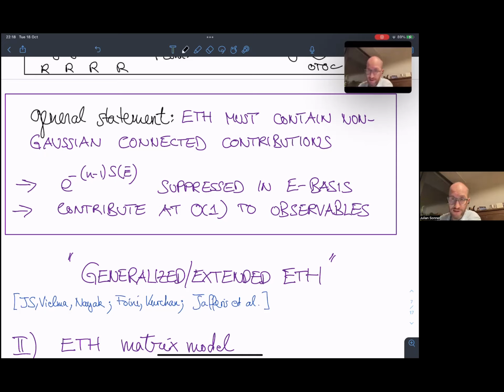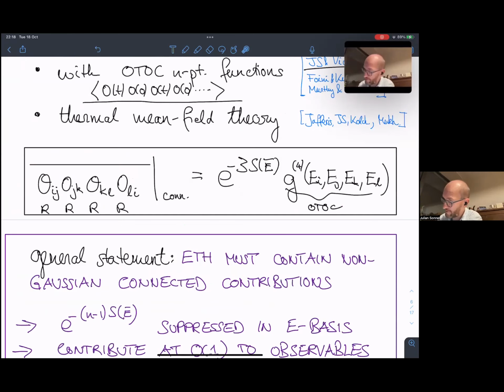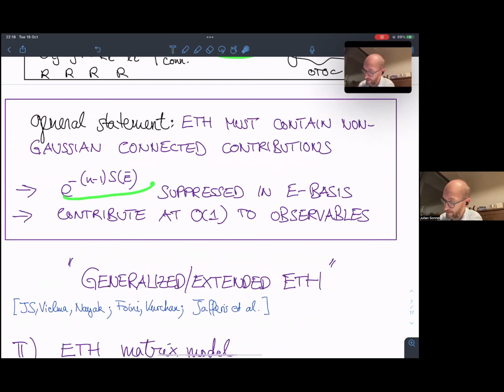And if you calculate correlation functions such as the OTOCs in the energy eigenbasis, even though they are highly suppressed seemingly, they actually contribute at leading order to observables. And the reason is, of course, that there are many sums over the Hilbert space that come in correlation functions, which compensate exactly for the suppression. So the suppression is in fact exactly designed to compensate for these additional sums over the Hilbert space.